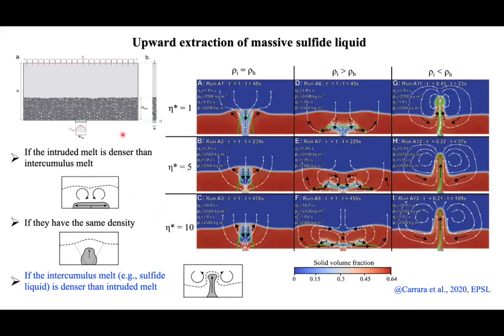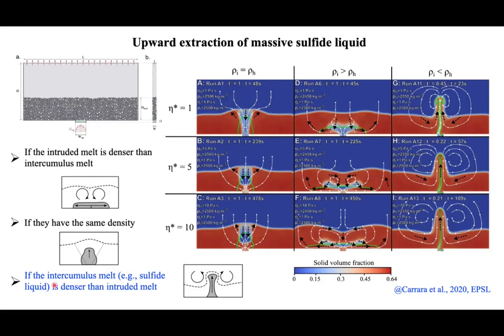And here is a new model for the crystal mesh and the replacement by new magma. We can see they built a crystal mesh and gave a new magma replacement, with three scenarios to talk about that. If the intruding melt is denser than the intercumulate melts, meaning the injected magma is too dense, it will just flow along the bottom of the crystal mesh. And if they have the same density, it just releases some things. This region is released, but it will not change the system much.